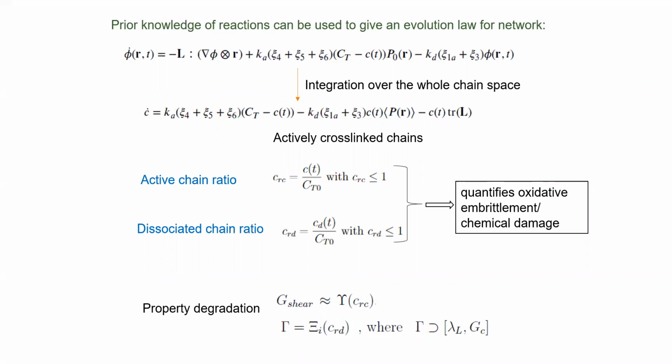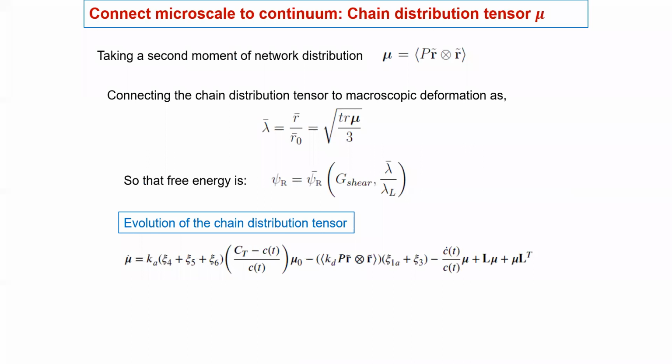Next. So far, everything I have told you is at the chain level. For each chain, we are measuring how the network is changing, and then we are giving a collective idea of how the network is getting embrittled. But we are going to measure the constitutive response. We want to develop a continuum model, so we need to somehow average, to get a continuum quantity out of this network distribution.